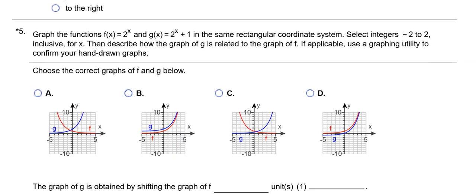All right, go to question 5. Why are A and C bad choices?